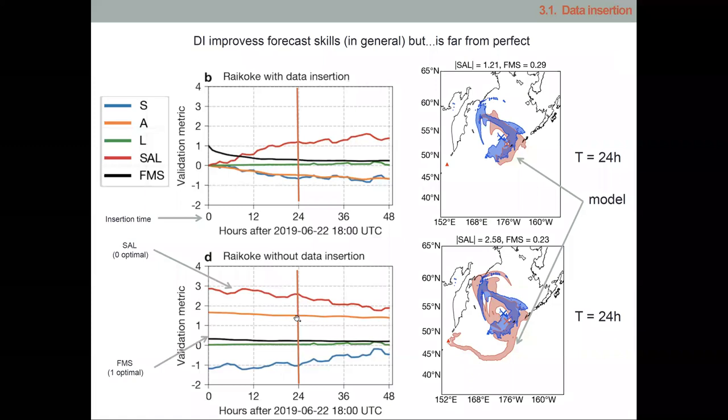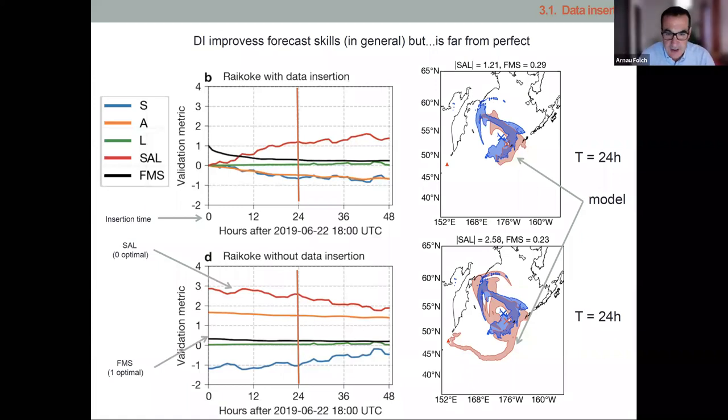Arnaud, I am very sorry. May I interrupt you because it's a very important issue. This data insertion, where do you insert it? When and where do you insert it, only within some specific known areas of measurements, or how is it done, what does it mean exactly?